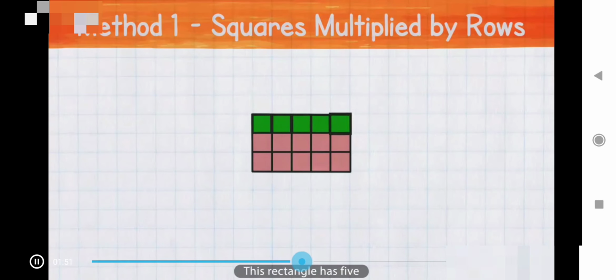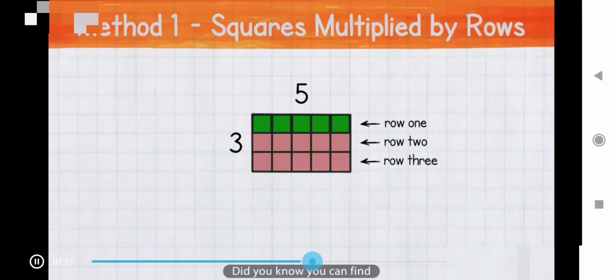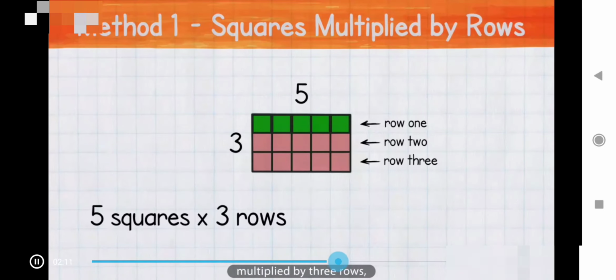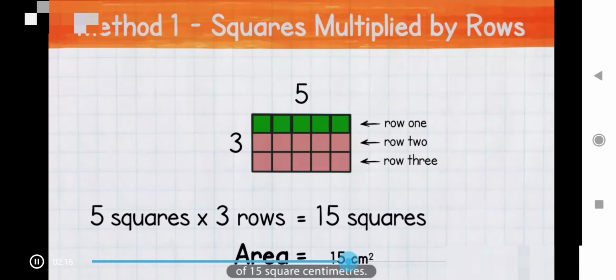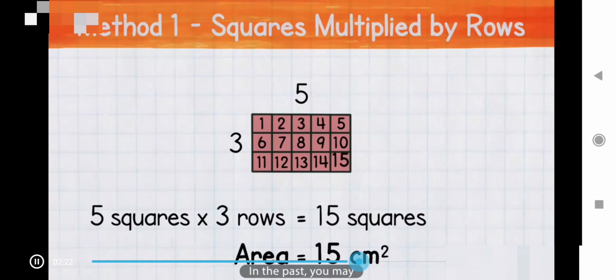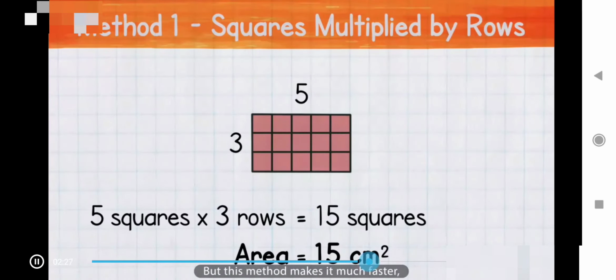This rectangle has 5 squares in the first row, and there are 3 rows. Did you know you can find the area by multiplying the number of squares in each row by the number of rows? For example, this rectangle would be 5 squares multiplied by 3 rows, which equals 15 squares. Therefore, it has an area of 15 square centimeters. In the past, you may have counted each square within the shape, but this method makes it much faster, especially if there are quite a few squares inside.